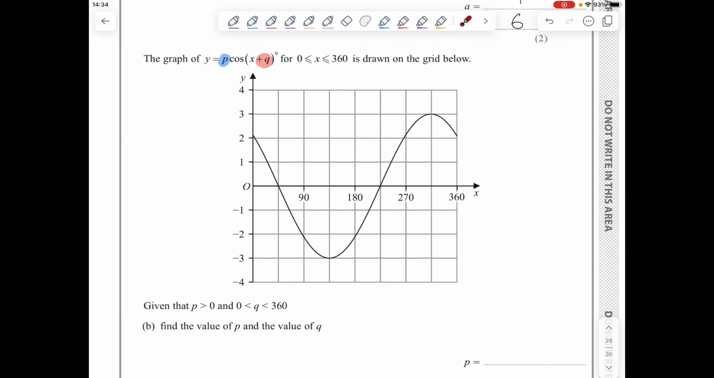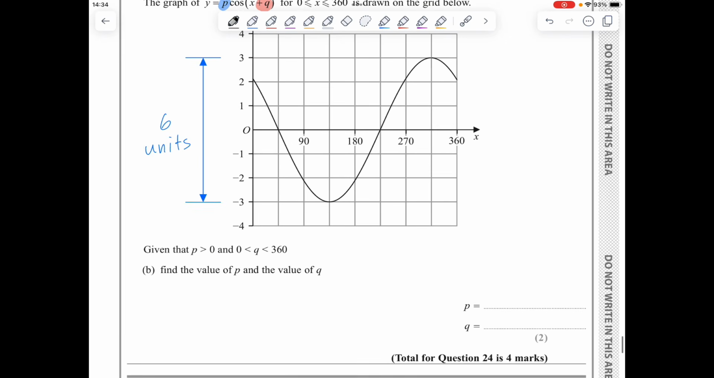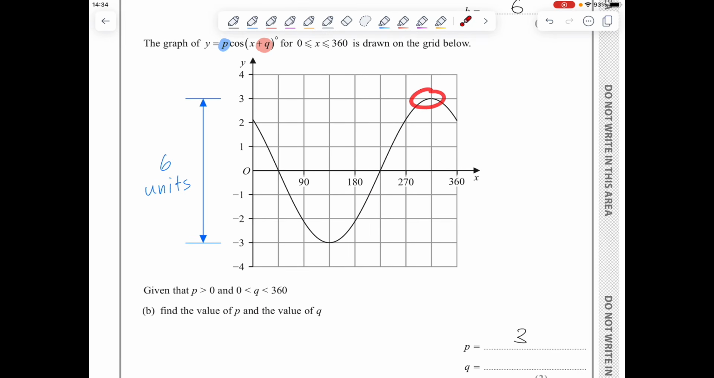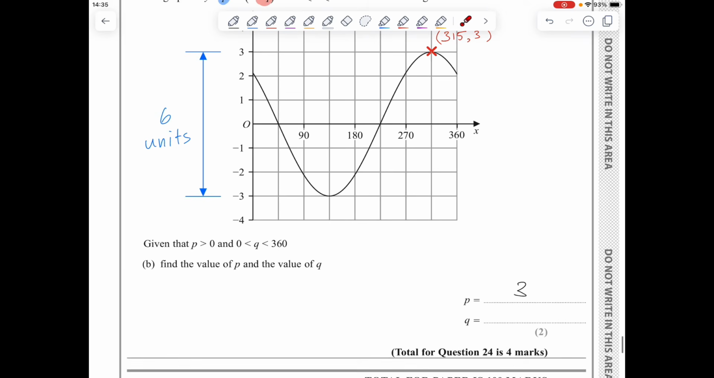So let's go back to the transformed cosine graph. The vertical height of this graph is 6 units. It goes from minus 3 to 3. This indicates that there is a stretch by a scale factor of 3, and this is the value of p. Now we need to find the value of q, which is the translation. Let's concentrate on the maximum point here. The coordinates of this point are 315, 3, which means that it has been translated by 45 degrees to the left. Therefore, q is equal to 45.